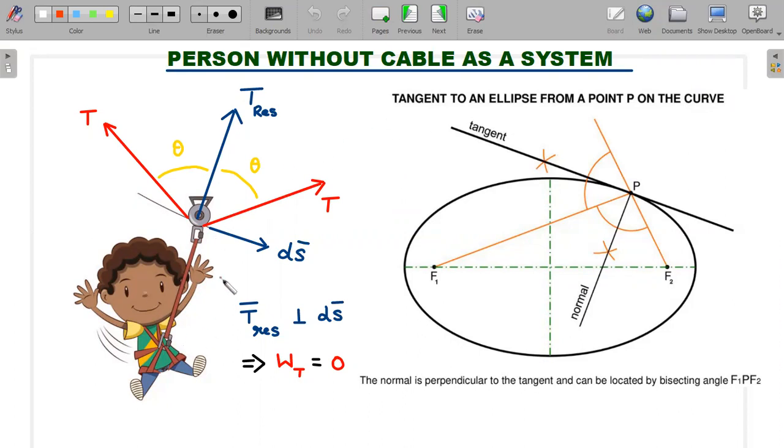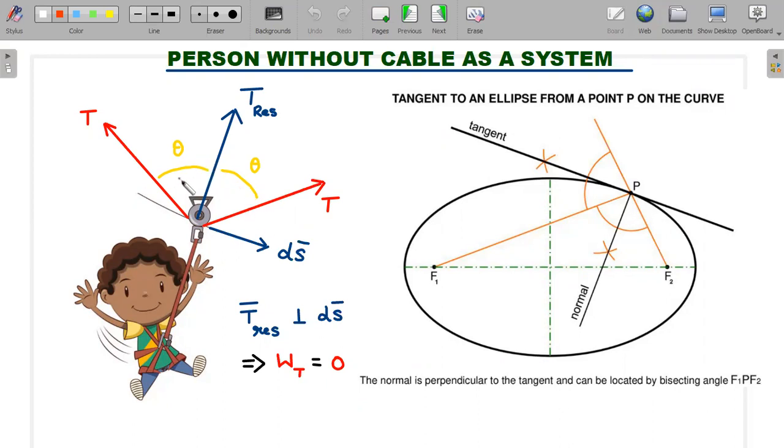Okay, so if I take this smiling boy to help us understand only as the system, I have not included the cable now. So the cable is external, so the force of tension would be the external force acting on this person and the pulley. Since these two tensions are equal, because he said there's a smooth pulley, these two tensions result in a resultant tension in this direction. That's why I've shown it as an angular bisector here, theta and theta.